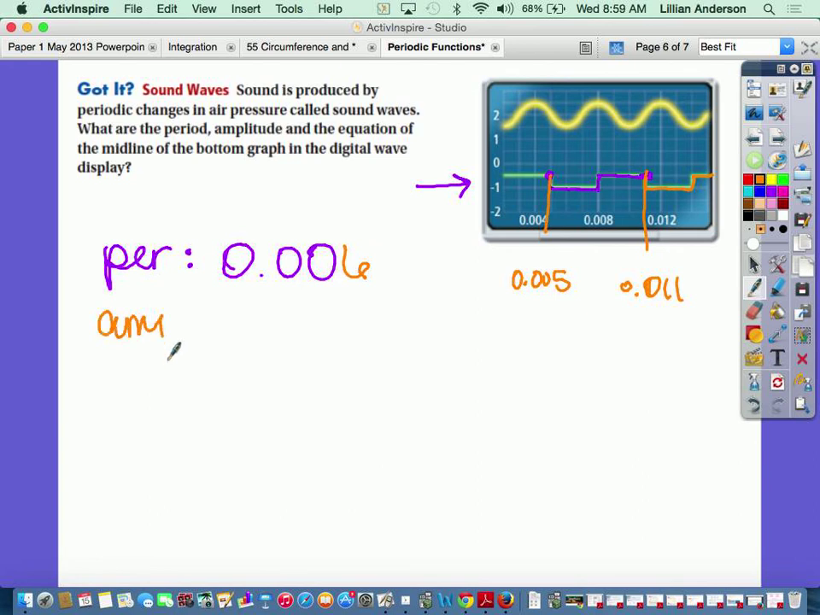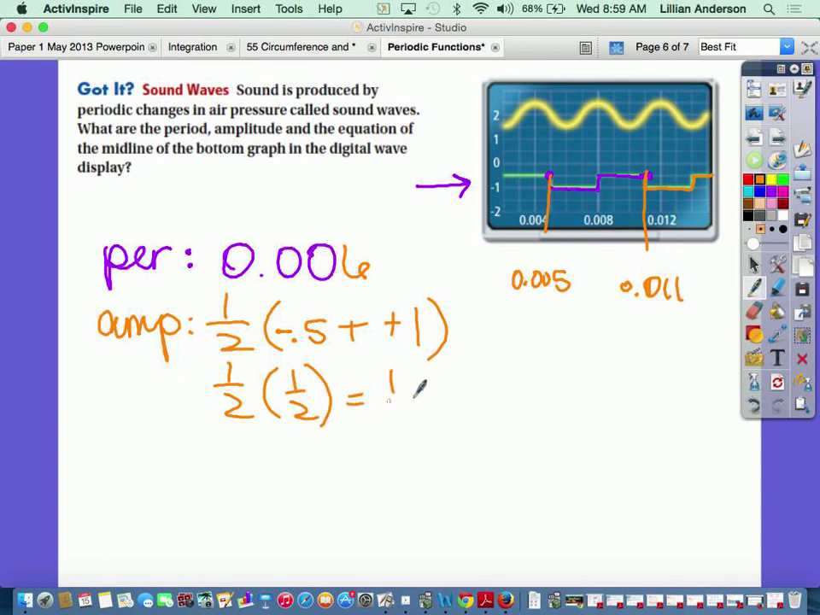The amplitude is 1/2 your max minus your min. What was your maximum value? -1/2. And what was your minimum value? -1. Two negatives make a positive. So this is basically half of 1/2, which is 1/4. So our amplitude is 1/4. So wherever our midline is, it's just 1/4 above and below that line.